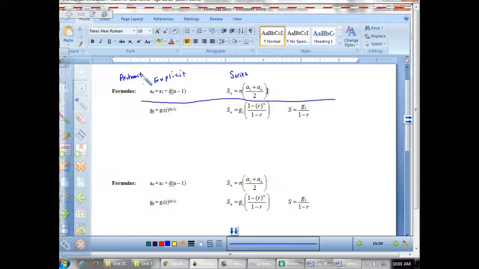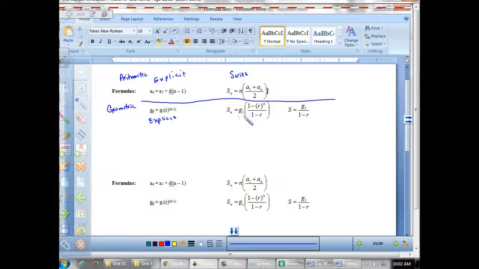So what I would suggest is you pause the video and copy all this down on the back of one of your pages, or maybe at the top of one of your pages. This section down here is geometric, or all of our geometric formulas. This is explicit. And probably one of the trickier things is knowing when to use which one of these two formulas.